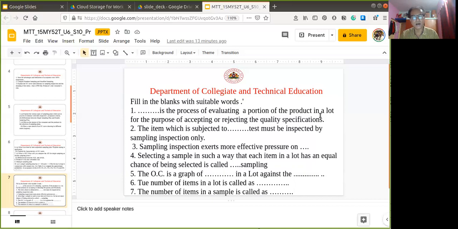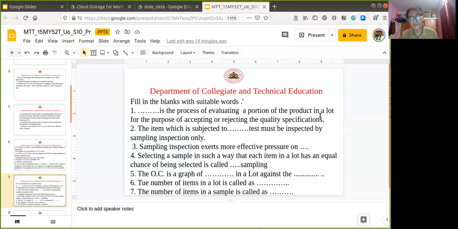The second objective says: the item which is subjected to dash test must be inspected by sampling inspection only. I have told you regarding this, the destructive test. Whenever an item is subjected to a destructive test, it must be inspected only by means of sample inspection. We do not inspect such items by 100% inspection. The answer for the second is the destructive test. Then the third one is: sampling inspection exerts more pressure on dash.